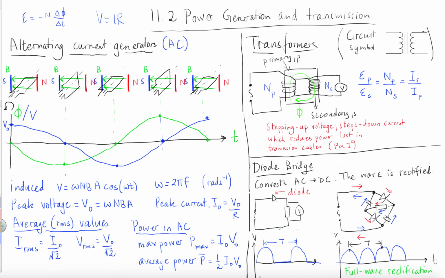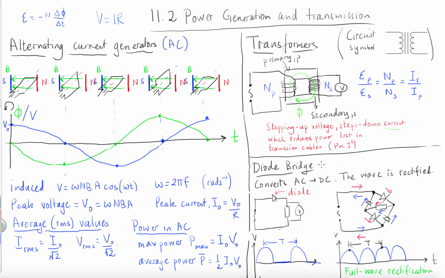Note that the circuit symbol for the transformer looks slightly different to the schematic. So by stepping up the voltage, we step down the current, therefore reducing power loss, because power is proportional to the square of the current in the wire.